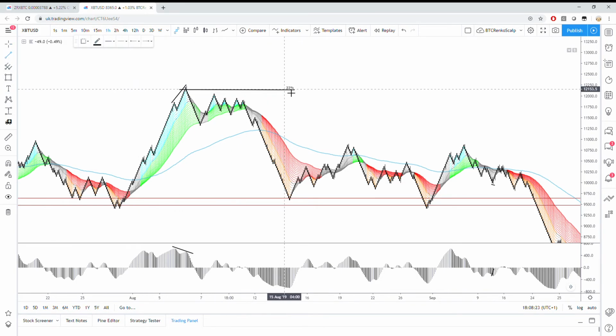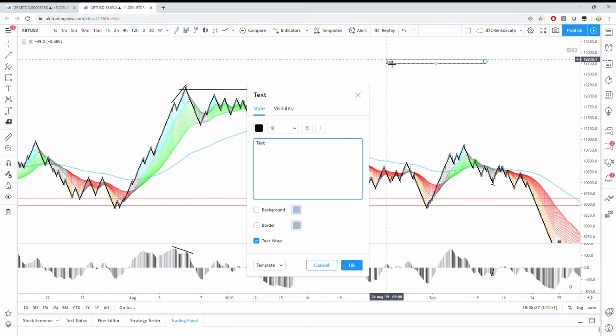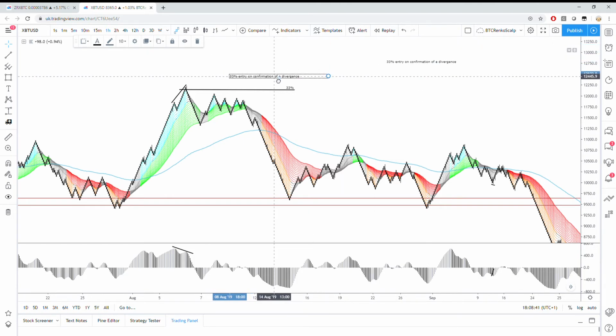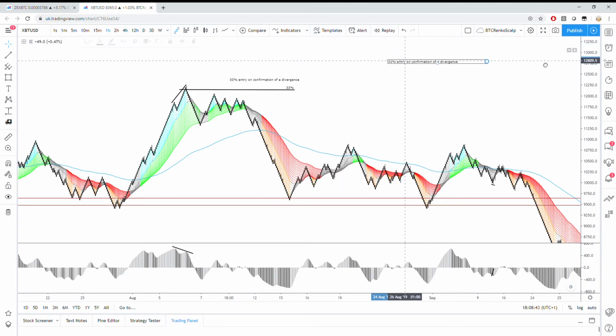I would take a 33% entry on the presence of a divergence. So maybe it would help if I do this. On confirmation of a divergence. Okay. And that's here. So I can move that across.